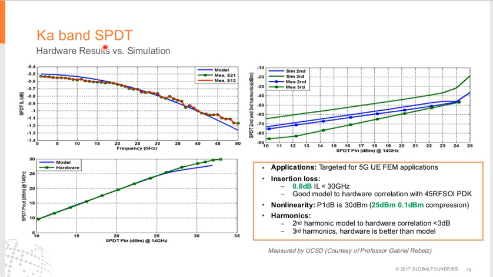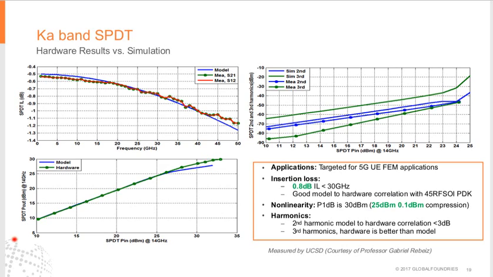Another design example is a Ka band SPDT. The first plot is the SPDT insertion loss. This is a 3-stack solution. So we show the model hardware correlation. We can see that the model can predict the hardware pretty well. In the 1 GHz to 50 GHz measurement range, we can see that at 28 GHz, the insertion loss is less than 0.8 dB. And for all the Ka band, it is less than 1 dB.